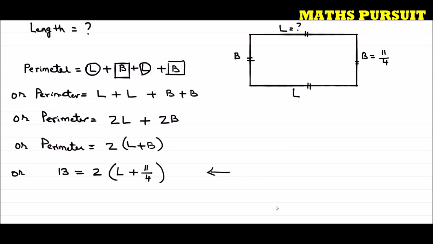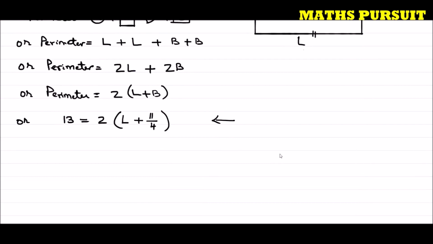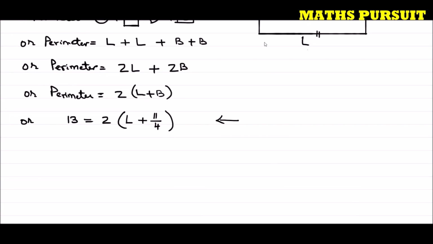So what we got? We got 13 is equal to 2 into L plus 11 upon 4. Now, let us remove this 2. How can we remove this 2? Let us divide both the sides with 2. So, 13 upon 2 is equal to 2 upon 2 into L plus 11 upon 4. Dividing both the sides with 2. This is what we did in this step.